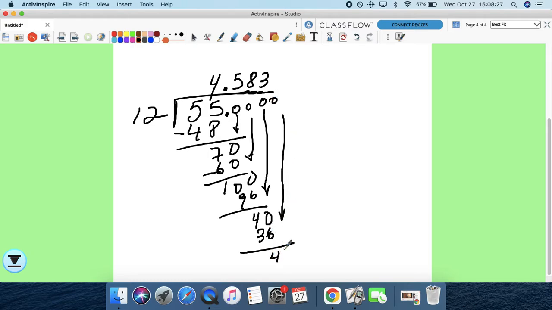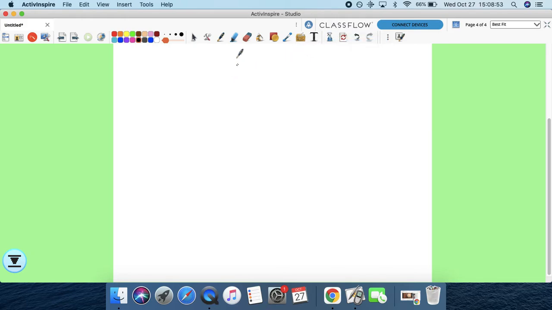If I bring another 0 down, it's a 40 again, so we're going to go 3 times. So it's going to be 4.58333333 forever and ever, which we're just going to write as 4.583 with a bar. So if you're asking how many decimal places you should go, I would say 3, you should already have something established. So 8 over 15.